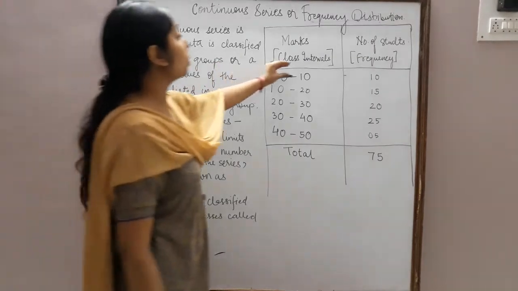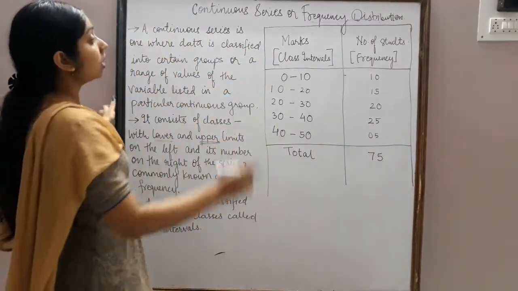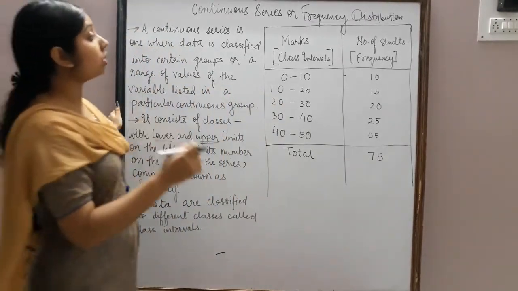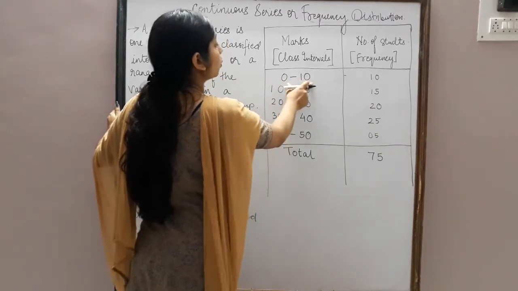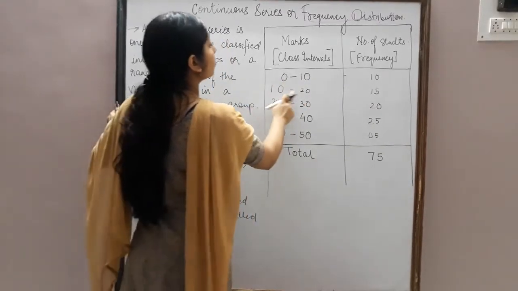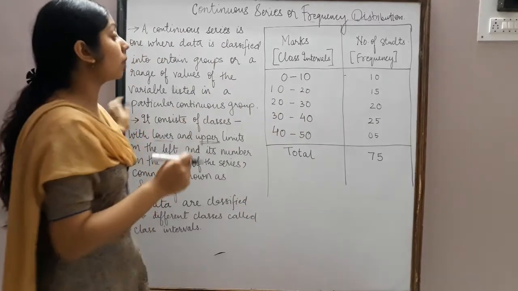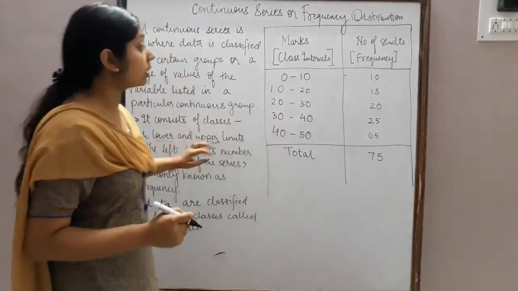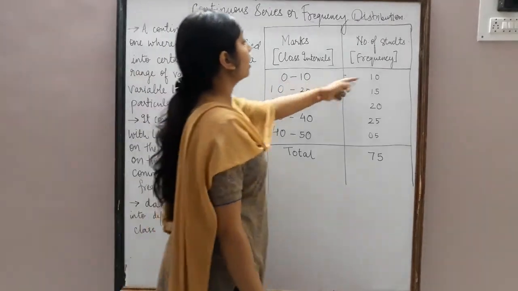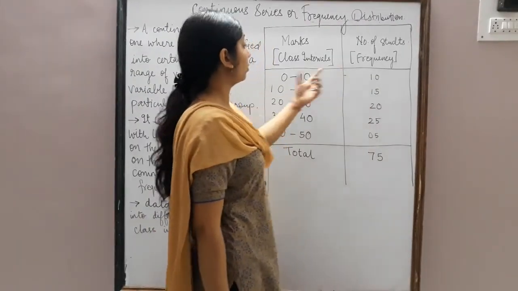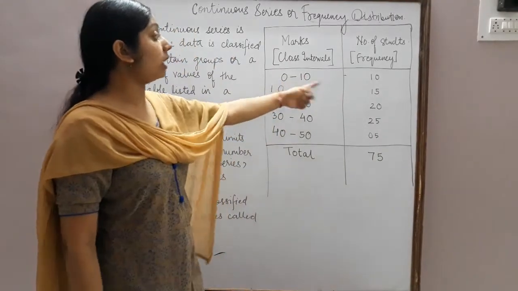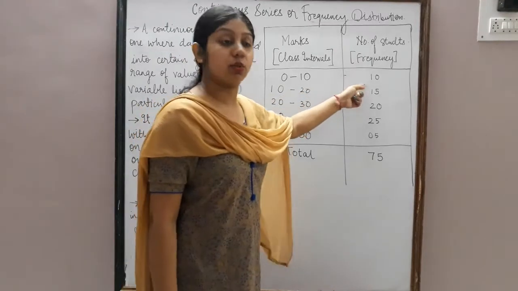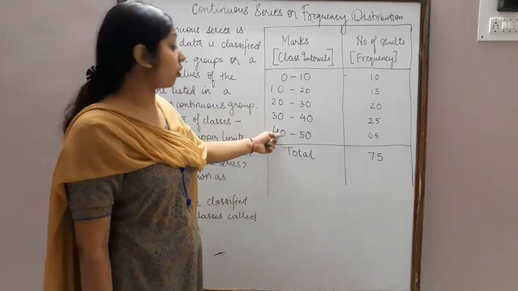So from 0 to 10, if you see this table, marks obtained are divided into classes or groups. That means how many students got the marks from 0 to 10, how many students got the marks from 10 to 20, how many students got the marks from 20 to 30, and likewise it is divided into groups. For example, from 0 to 10, how many have scored the marks from 0 to 10? 10 students. How many of them have scored marks from 10 to 20? 15 students. Like this, how many have scored marks from 40 to 50?